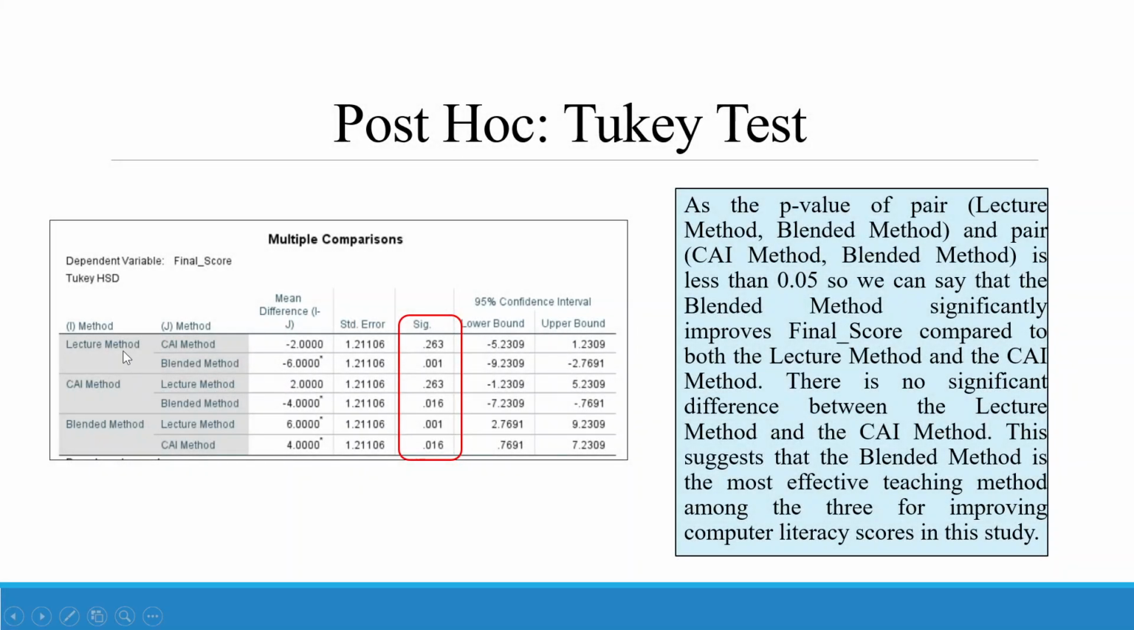The mean of lecture method minus mean of CAI method is -2. The p-value is 0.263, which is more than 0.05. Mean of lecture method minus mean of blended method is -6. The p-value is 0.001, which is less than 0.05. So wherever the p-values are less than 0.05, the difference in the teaching method is significant.